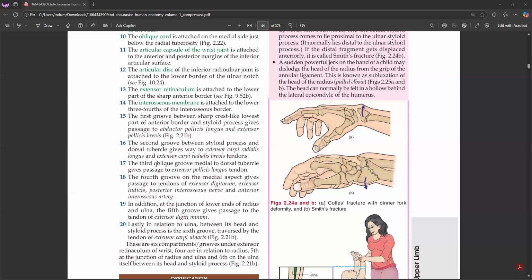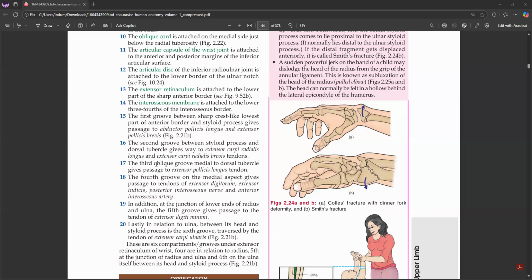Number 15. The first groove between sharp crest-like lowest part of anterior border and styloid process gives passage to abductor pollicis longus and extensor pollicis brevis, figure 2.21b. Number 16. The second groove between styloid process and dorsal tubercle gives way to extensor carpi radialis longus and extensor carpi radialis brevis tendons. Number 17. The third oblique groove medial to dorsal tubercle gives passage to extensor pollicis longus tendon.